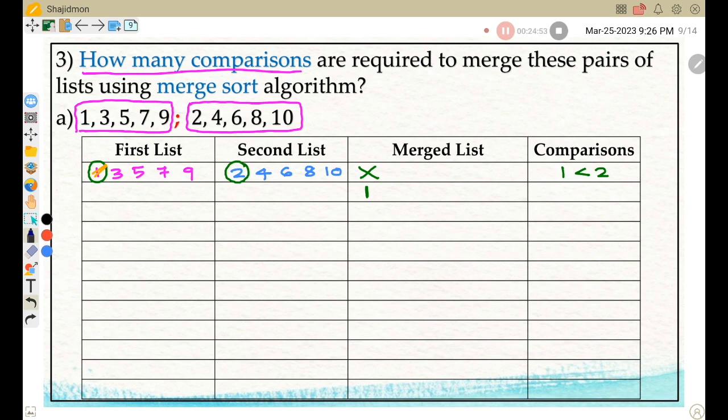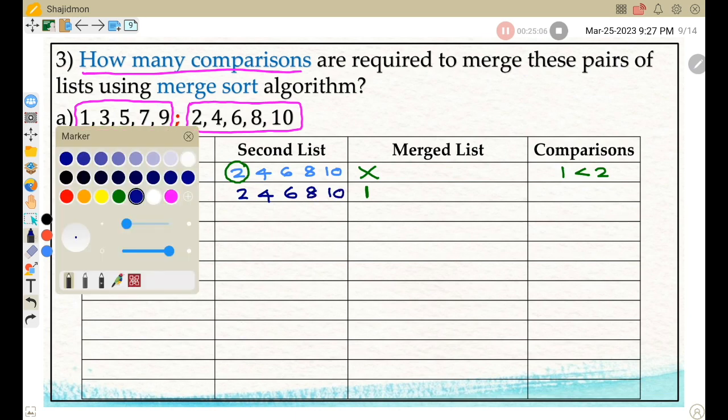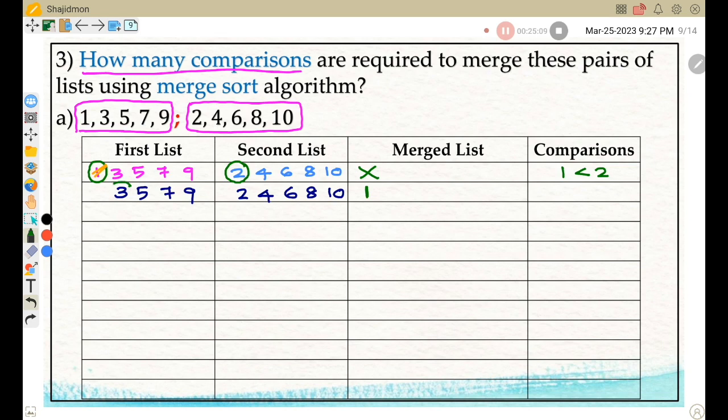Now what do we do in the next comparison? What are the remaining numbers here? 3, 5, 7, 9, since 1 is already sorted. Here, what remains? 2, 4, 6, 8 and 10. Correct. Now take the first elements on both sides: here 3 and here 2. So what is the comparison? 2 is less than 3, because 2 is the smaller number. So which number do we take into the sorted list? 2. So 1 is already there, and 2 comes into the sorted list. So 1 and 2.